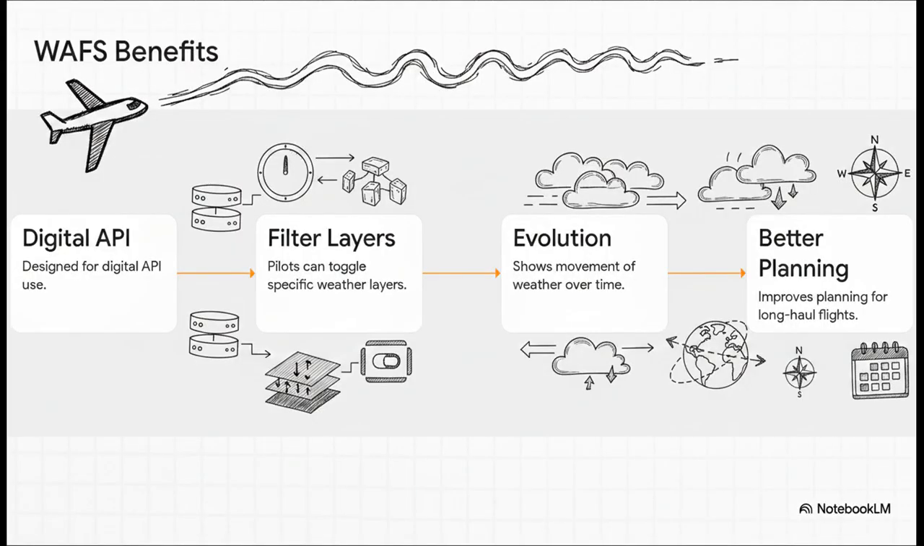Let's break it down. Step 1, because this is fed through digital APIs, it integrates directly into the plane's flight management software. Step 2, pilots can now toggle and filter specific weather layers. You can literally turn off the icing layer just to focus on the turbulence. Step 3, it shows the actual movement and evolution of weather features over time rather than just a frozen snapshot. And Step 4, this drastically improves planning for long-haul flights, giving crews way more relevant data for every specific phase of the trip. It's safer, it's more reliable, and it's incredibly precise.